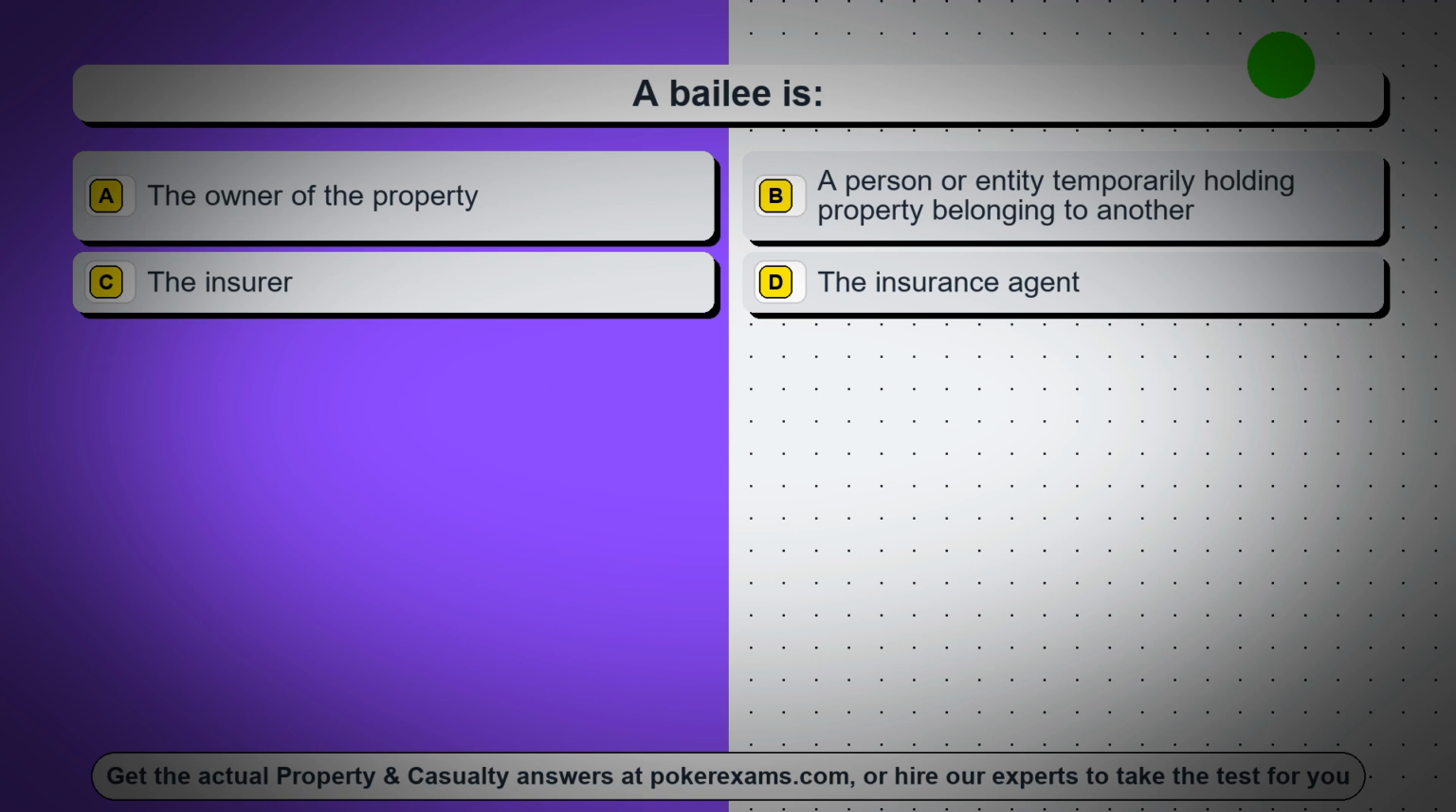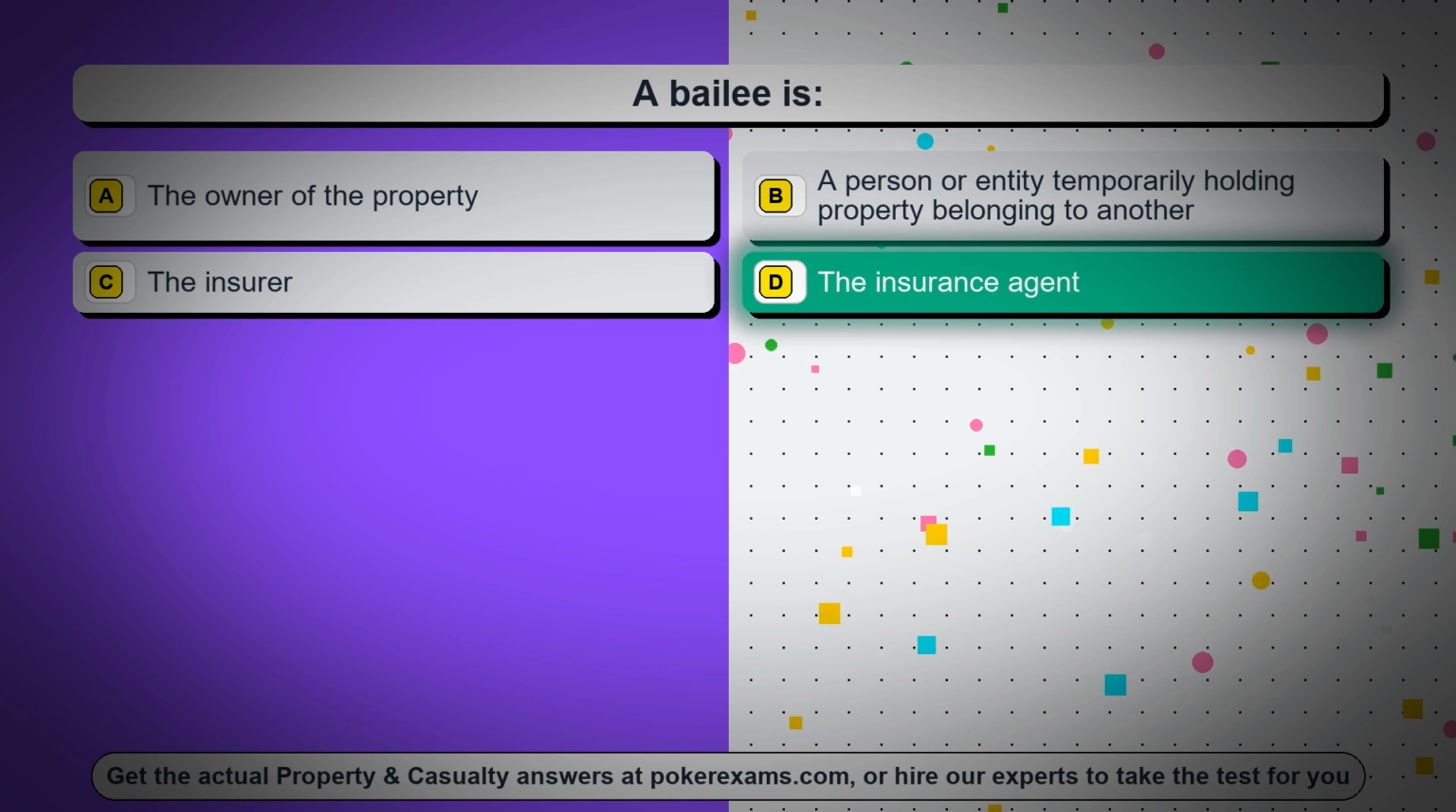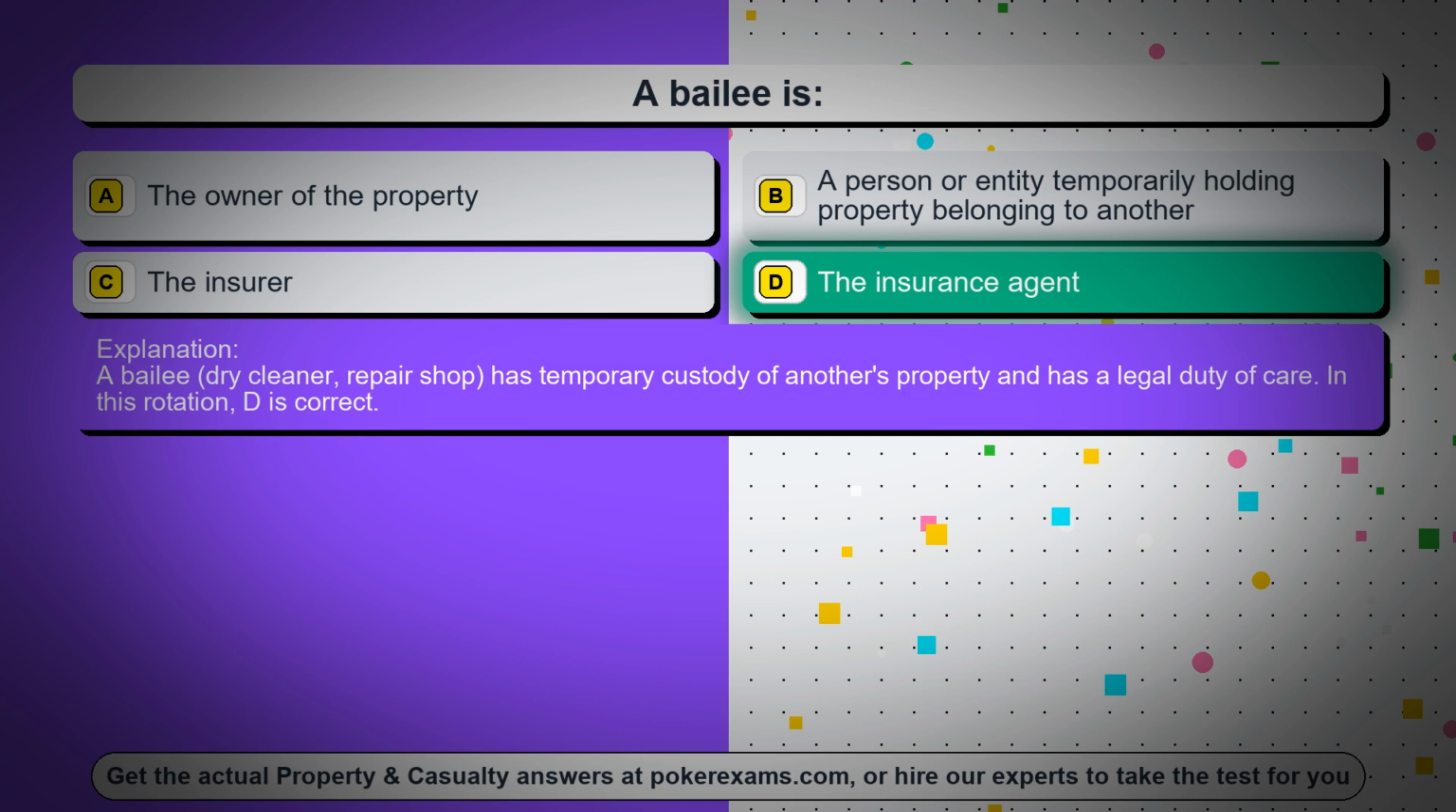Question 49. A bailee is, option A, the owner of the property. Option B, a person or entity temporarily holding property belonging to another. Option C, the insurer. Option D, the insurance agent. The correct answer is option D, the insurance agent. A bailee, dry cleaner, repair shop, has temporary custody of another's property and has a legal duty of care. In this rotation, D is correct.